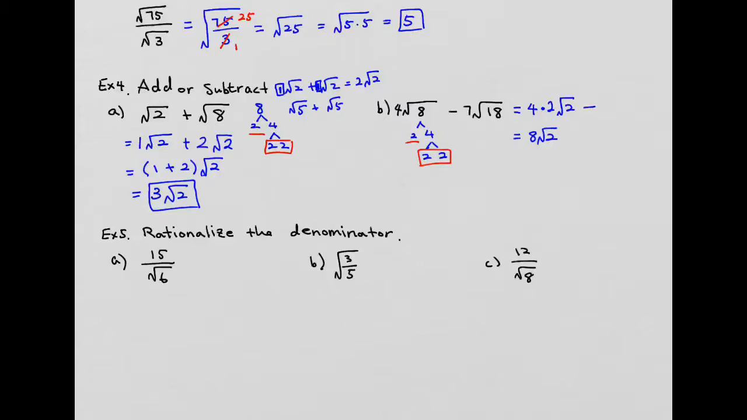And then subtract. Let's look at 18. 18 is 2 times 9. That's 3, right? So in other words, you're going to pull 3 out, and 2 will stay inside. So you have minus. You had 7 before, right? And times 3 square root of 2. Let me write that on the top so I can write on the bottom the multiplications of that number, right? So then you're going to get 8 minus 21. Since 21 is larger, you do 21 minus 8 and take the sign from the larger number.